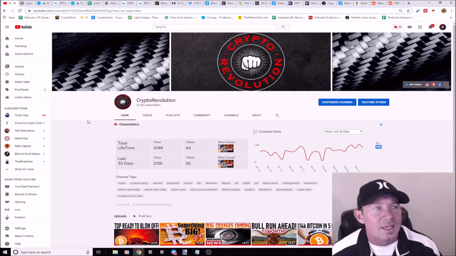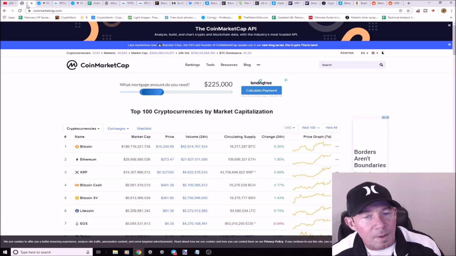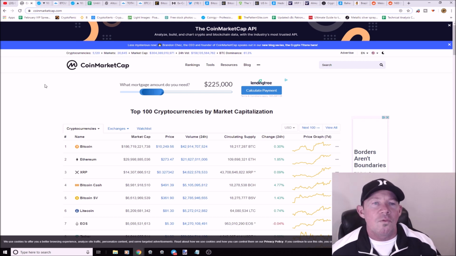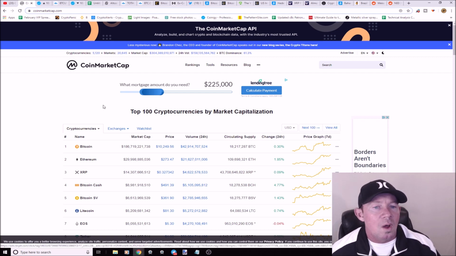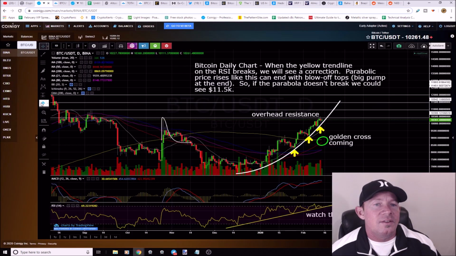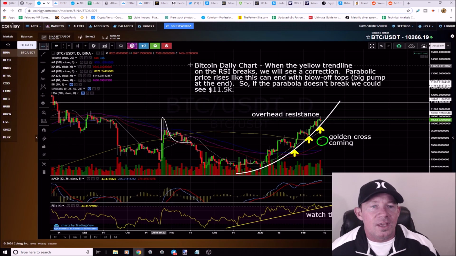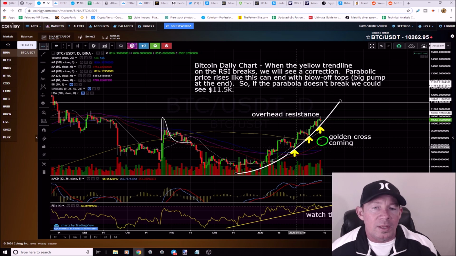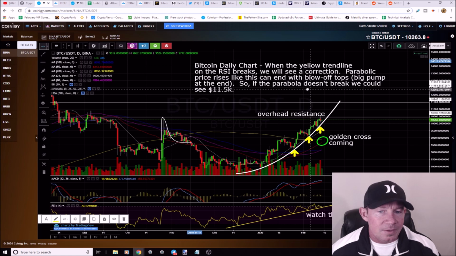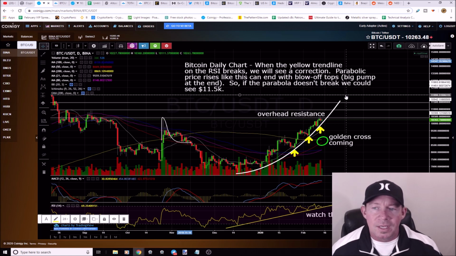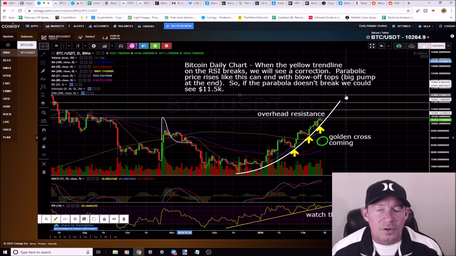Jumping right into the market today in crypto. Green day. Overall market cap of cryptocurrency, $304 billion. Bitcoin at 10,249. This is the Bitcoin daily chart. Not a whole lot has changed. You've got this parabolic price rise, and we're right at overhead resistance. The bulls need this overhead resistance to be broken to the upside. There'd potentially be a move to 10,900 in the cards after that break.